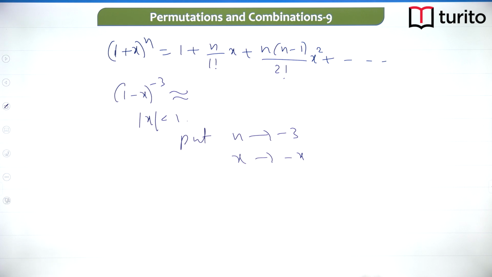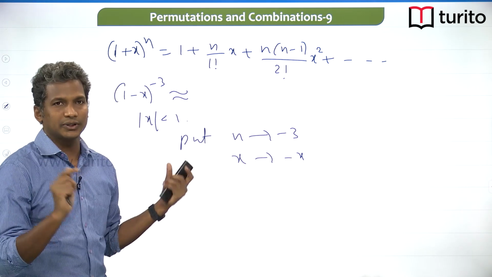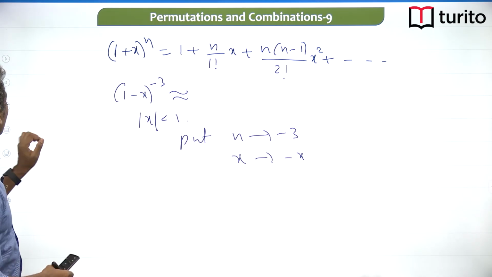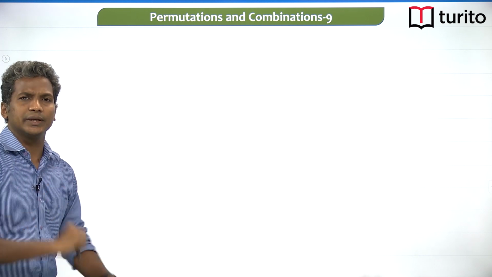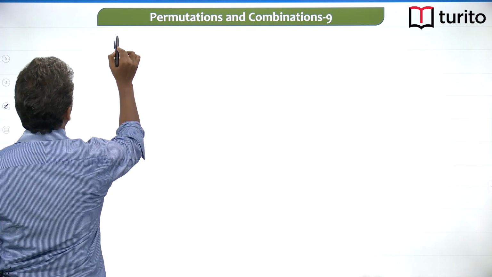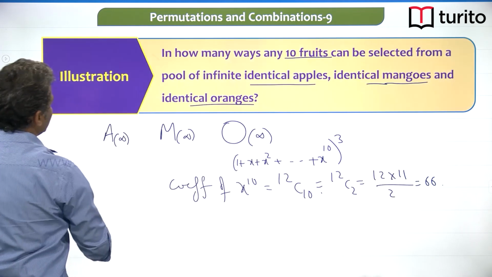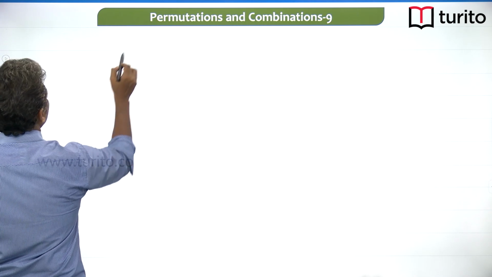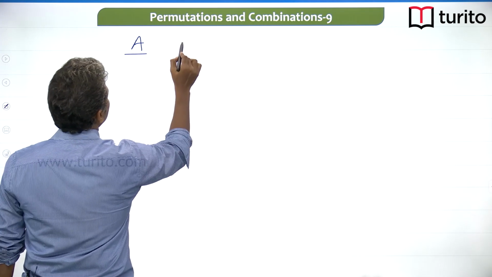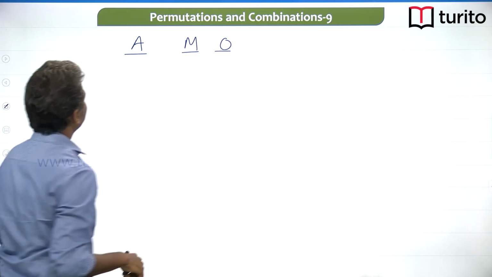Okay. So this is the idea of writing the expansion for negative powers, okay. Now we can also solve it in a little different way. So let's say I take mangoes here, I take apples here. So which one did I take first? I take apples, okay. So let me take apples first. So let's say apples here, mangoes here and oranges here, okay.